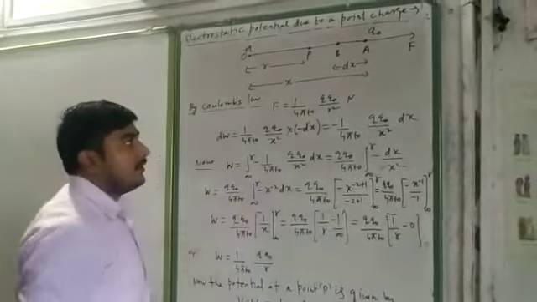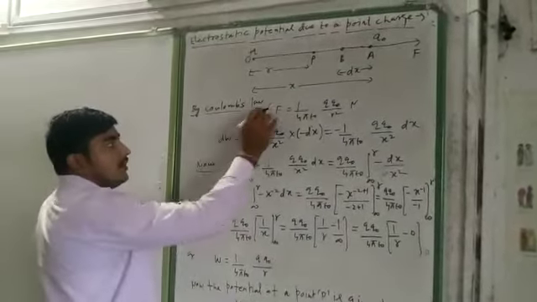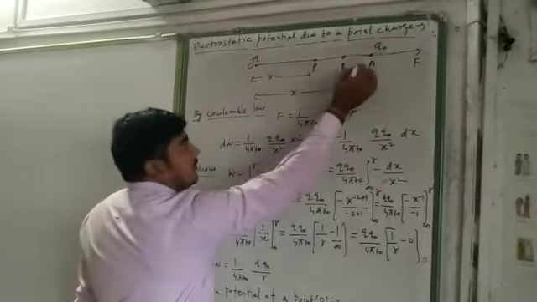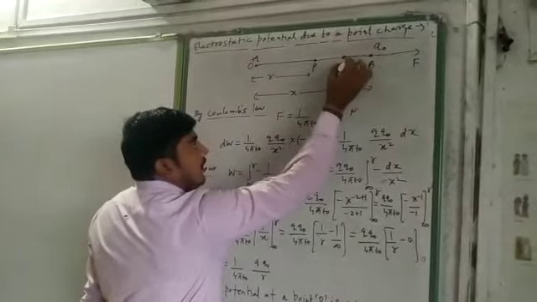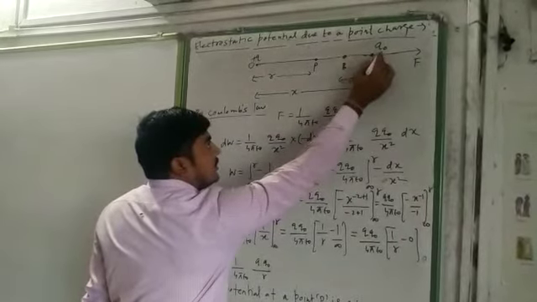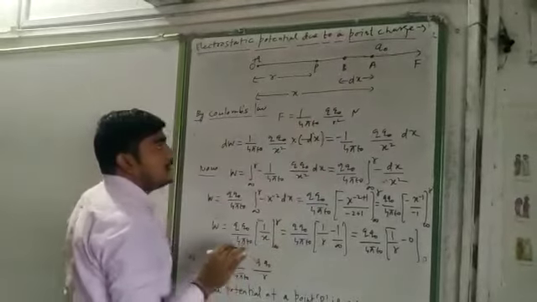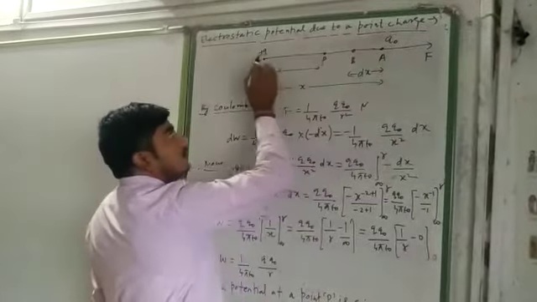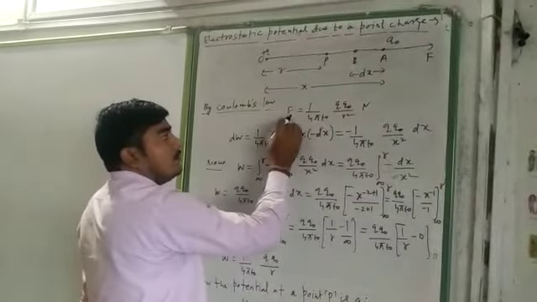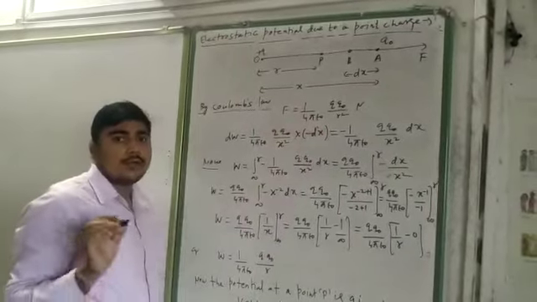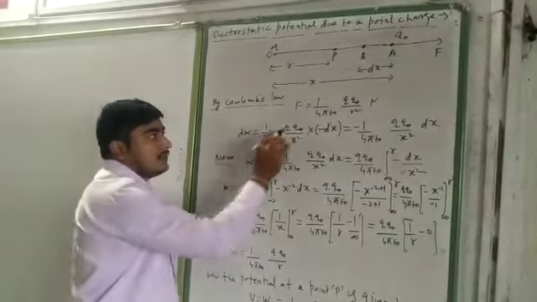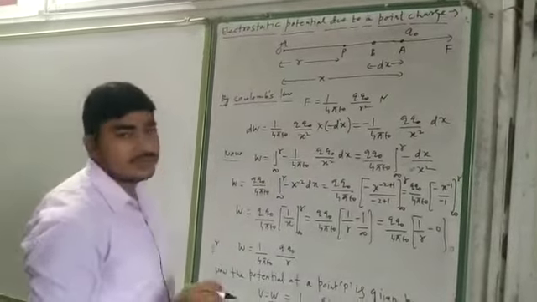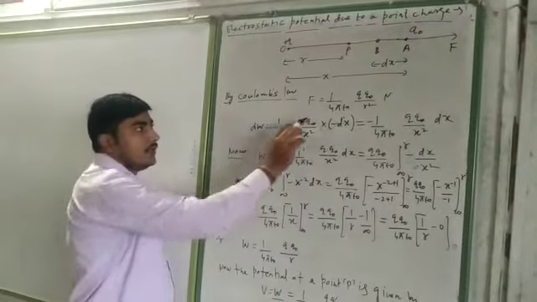So for this, let me consider a point A and a point B, and we take a test charge Q naught from A to B. Now the force acting on the charge Q naught due to the charge plus Q is F equal to 1 by 4 pi epsilon naught Q Q naught by R square. This is the force given by Coulomb's law, F equal to 1 by 4 pi epsilon naught Q Q naught by R square.